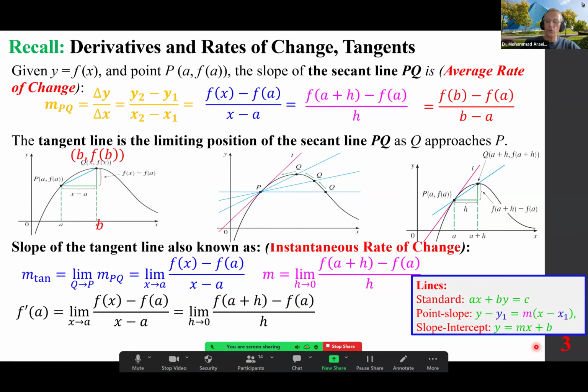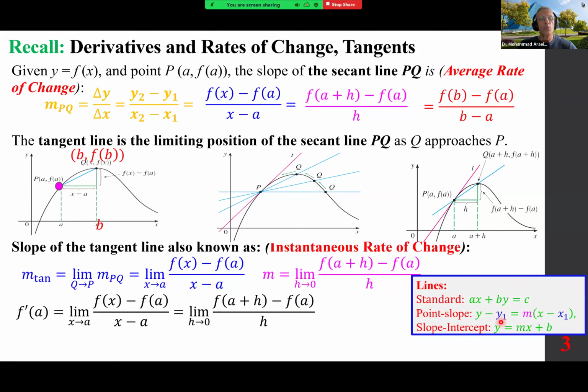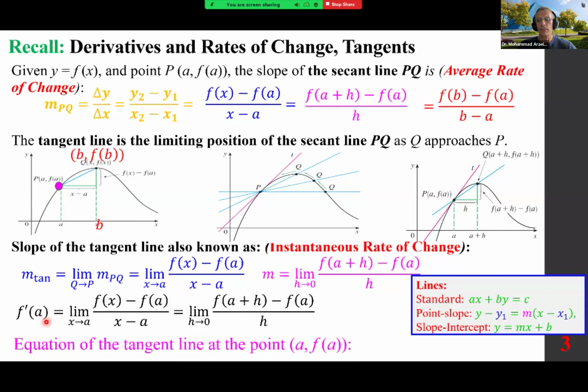If we use this point with coordinates a comma f of a and put it into point slope format, y minus y1, that means y minus f of a equals m times x minus x1, or a, where m is f prime of a. However, instead of memorizing that, just stick with the point slope format and you don't have to memorize anything.